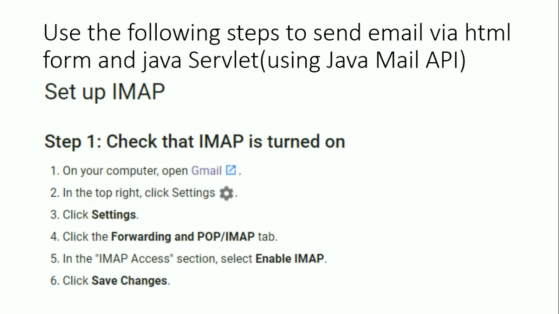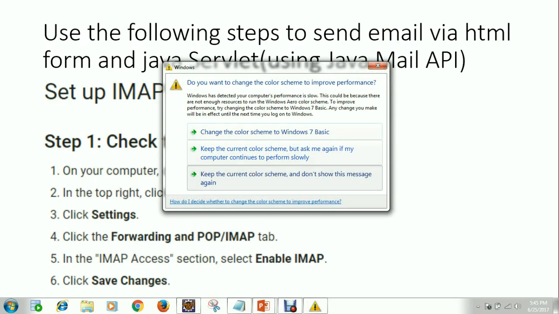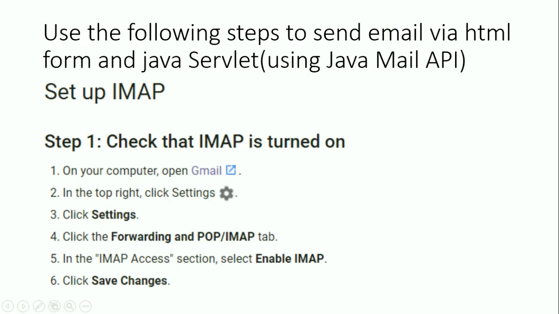We need to set up IMAP as below. These steps have been copied from Gmail. Step 1: check whether IMAP is turned on or not. If IMAP is already configured and enabled, then you do not need to use these steps. Otherwise, if you have not previously enabled IMAP, you need to open your Gmail, go to the settings tab, and follow the following steps as well.